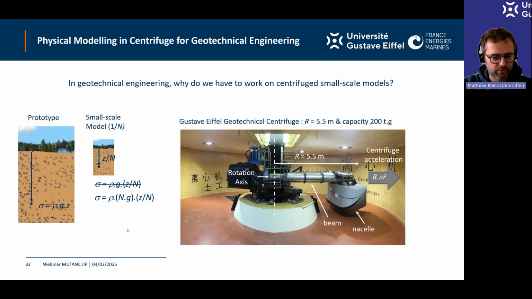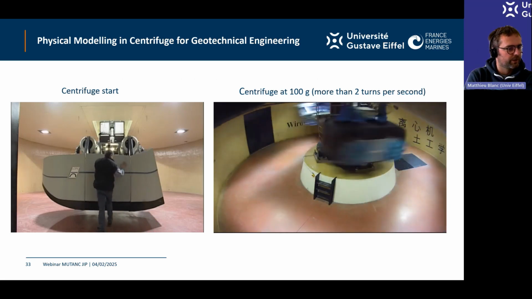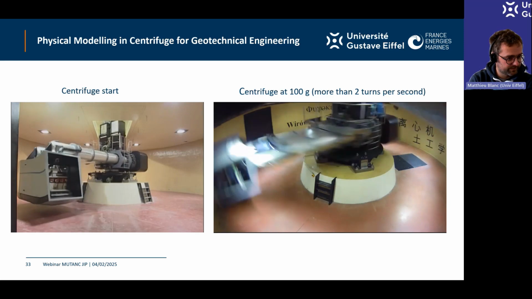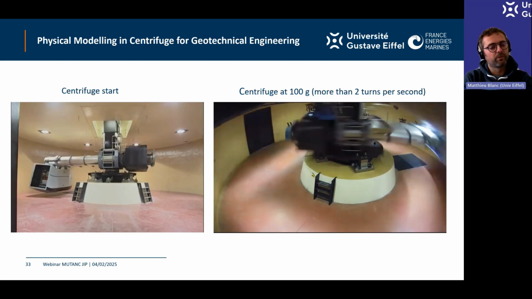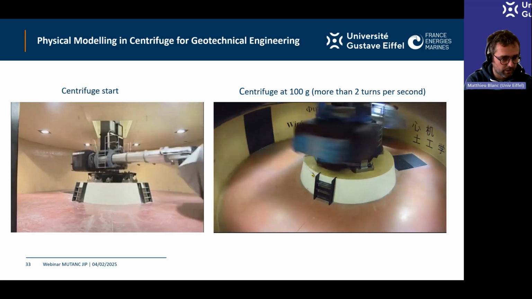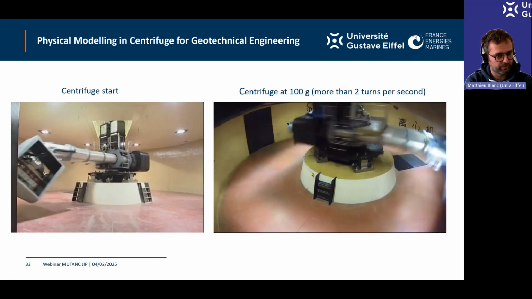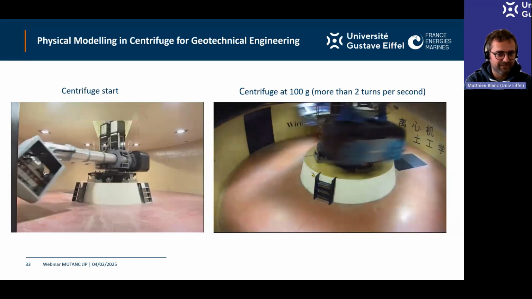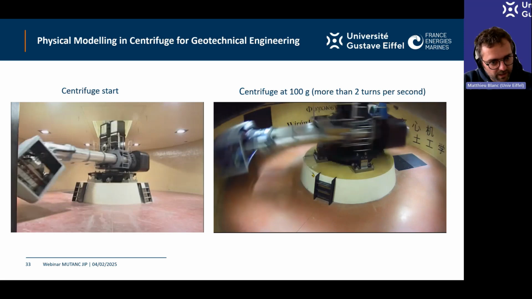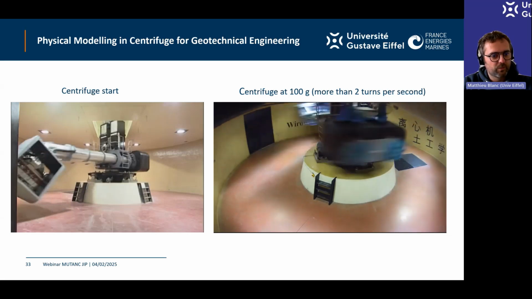rotational speed squared. On the next slide, you can see 2 short videos. The first one, on the left, is just to give you an idea of the size of the centrifuge compared to a human. So it's really big. And on the right, this is the speed of the centrifuge. Maybe there is some lagging, but at 100 g, the centrifuge spins at more than 2 turns per second. So it's really fast, and you can see that the basket is now horizontal. It's no longer vertical, because you have the Earth's gravity vertically, and in the direction of the arm, you have the artificial acceleration, the centrifuge acceleration, which can be 100 times higher.